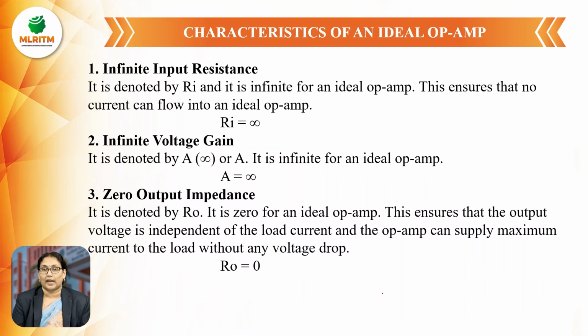The characteristics of an ideal operational amplifier. An ideal operational amplifier has different types of characteristics. First one is infinite input resistance. We have already discussed the input resistance. So for an ideal operational amplifier, input resistance Ri is infinity. Because of this condition, the entering currents will be 0 in the operational amplifier. It is denoted by Ri and it is infinite for an ideal operational amplifier. This ensures that no current can flow into the operational amplifier.